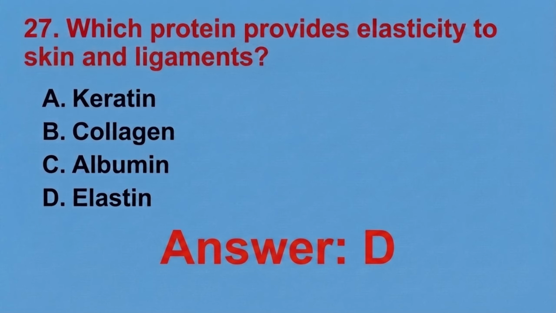Option A, keratin. Keratin is a protective structural protein found in the skin, hair, and nails, but does not provide elasticity. Then why is option B wrong? Collagen provides tensile strength and resistance to stretching rather than elasticity. Then why is option C wrong? Albumin is a plasma protein responsible for maintaining oncotic pressure and transporting substances in the blood.